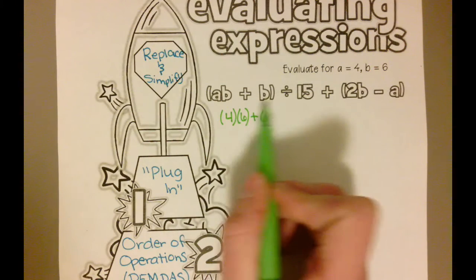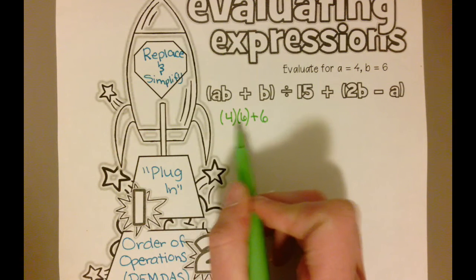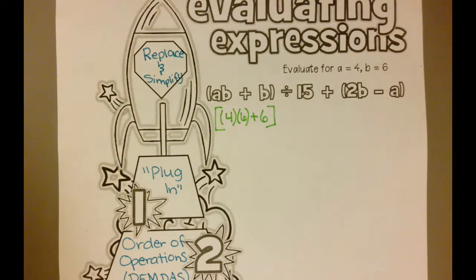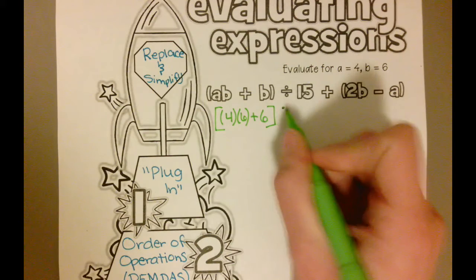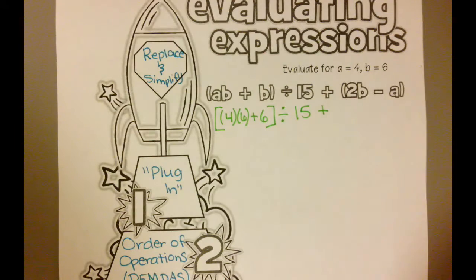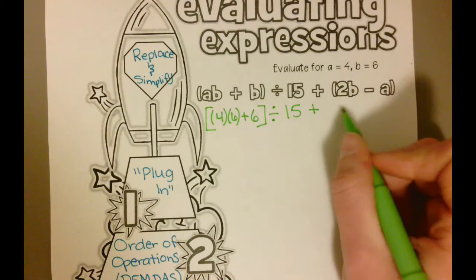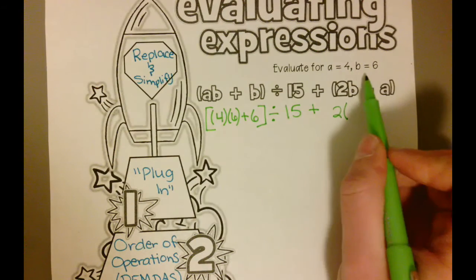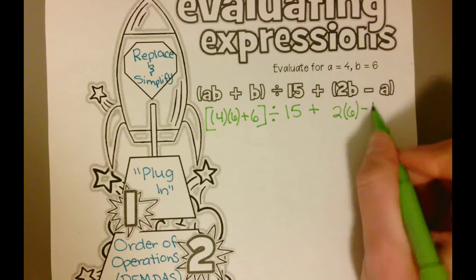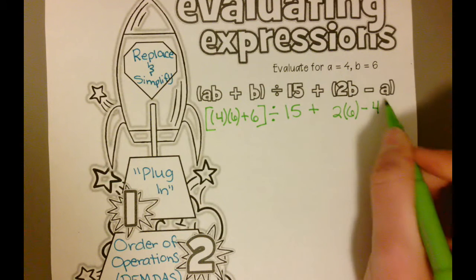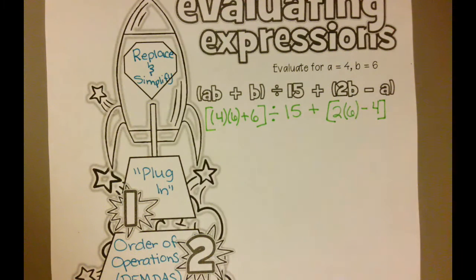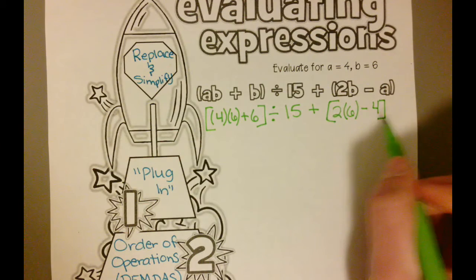Now all of this here is in parentheses, but since I rewrote my multiplication with parentheses, now I need to add brackets. Remember, brackets are also grouping symbols. Then I'm going to bring down my divided by 15, bring down my plus sign, and then I'm going to do 2 times b, which is 6, minus a, which is 4. And then again, this is all in parentheses, so I need to bring down some more grouping symbols. Since I already have parentheses here, I'm going to turn these outside ones into brackets.